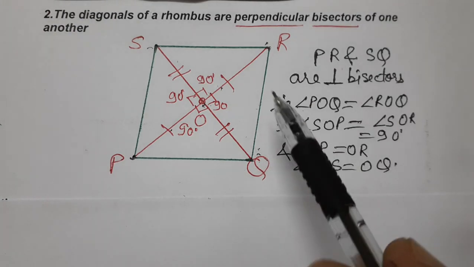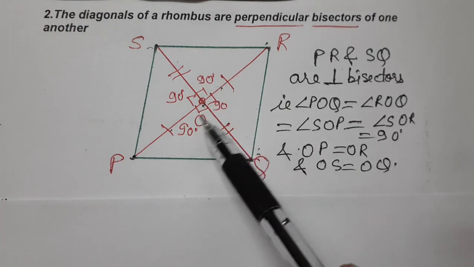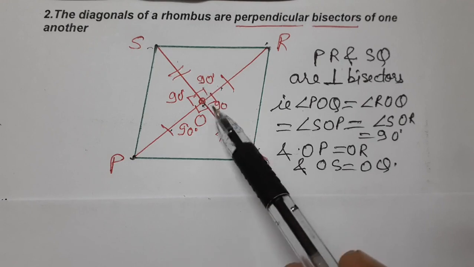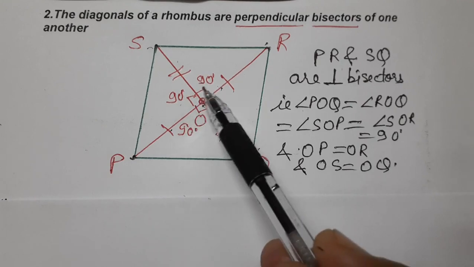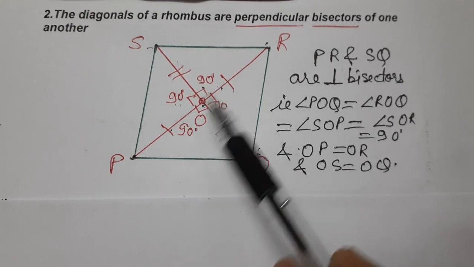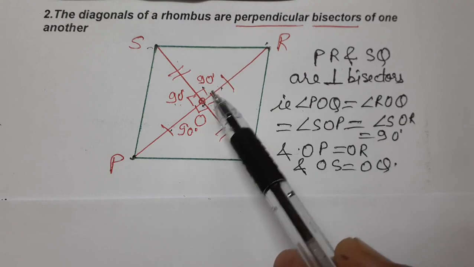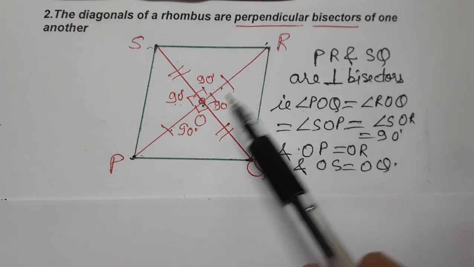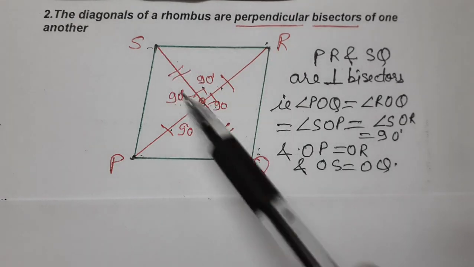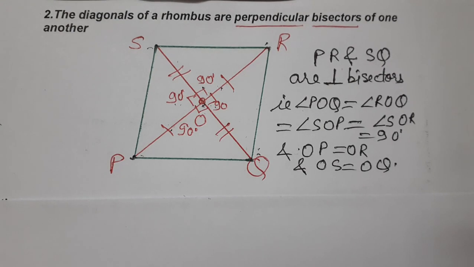So this is a very important property of rhombus. In rhombus, diagonals bisect each other at 90 degree. All these angles are 90 degree and the diagonals bisect also. So OP equals OR and OQ equals OS. So this rhombus is over. It is a parallelogram having special properties. Clear children? So now we will move towards rectangle.